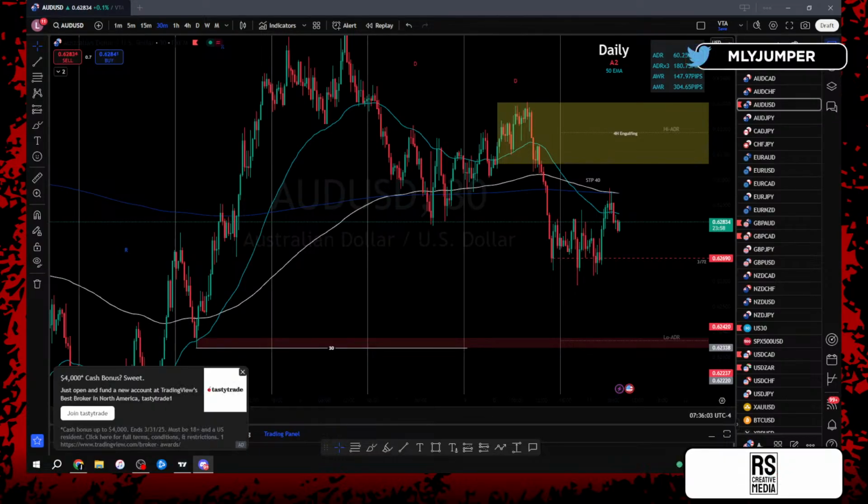So when you're looking for the entry, the 30-minute, you use it in confluence with whatever time frame the market maker's pattern is at. If the market maker's pattern is on the daily time frame, you'll be looking for price to give you the pullback on the daily time frame, which will be your point of interest. And then you want to go to the 30-minute and use that in confluence as well.